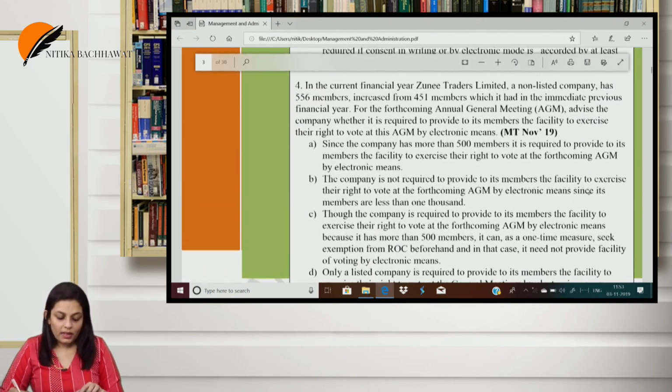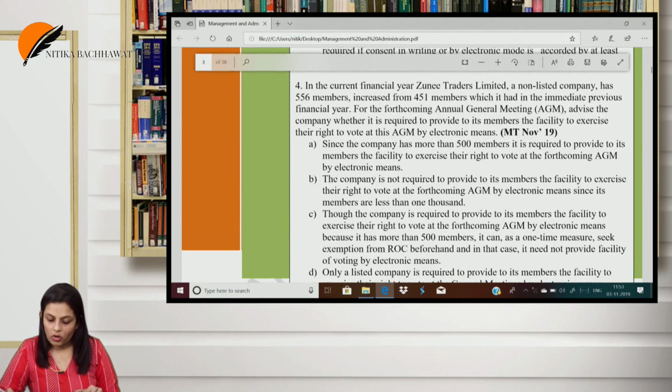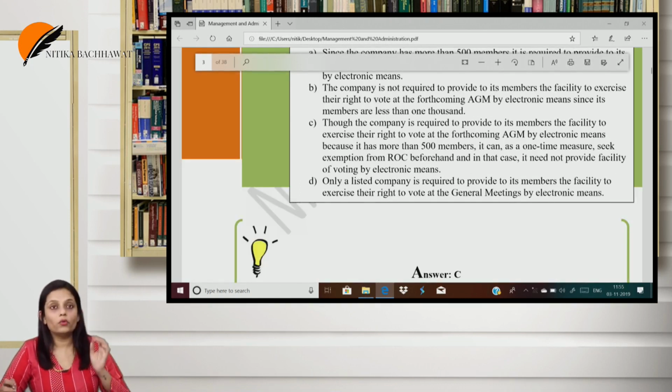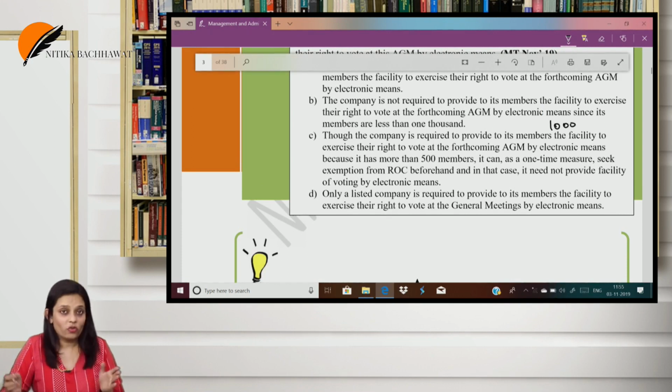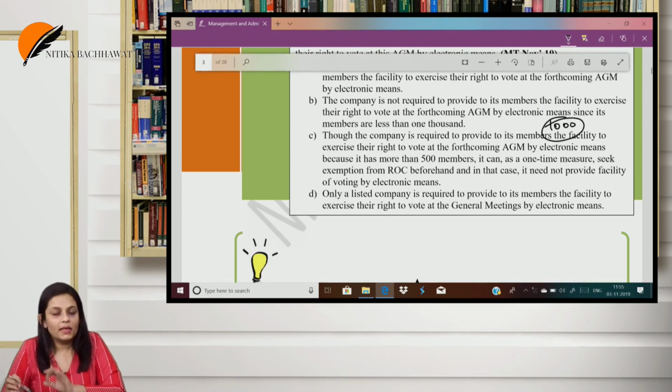The next question, in the current financial year, Zoom Traders Limited, a non-listed company, has 556 members, increased from 451 members, which it had in the immediate previous financial year. For the forthcoming annual general meeting, advise the company whether it is required to provide to its members the facility to exercise their right to vote at the AGM by electronic means. Now, as the companies management and administration rules say, to give voting facility by electronic means, the company should have at least 1000 members or the company should be listed.